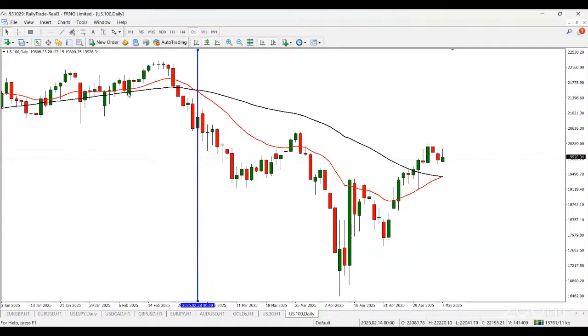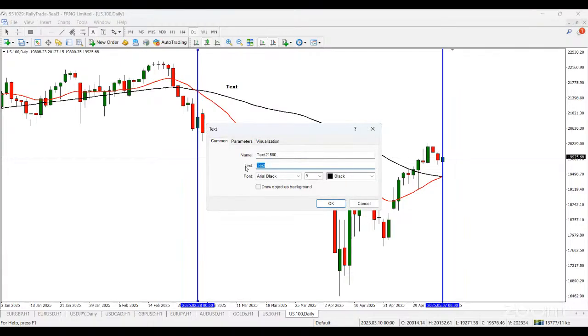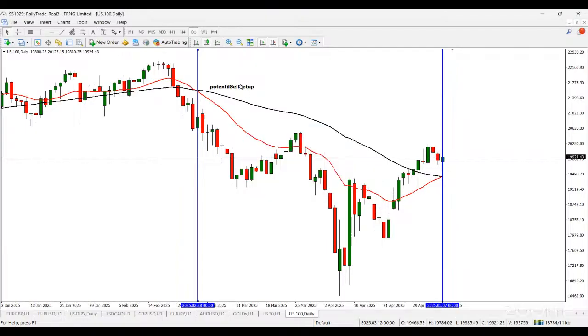In this case, the lines have not crossed each other, they're just touching. So we need a clear cross. Once the red is above the black, if the red chooses to cross above the black, then we now have a buy setup. That's what we call potential buy setup. Let me see if I can write on the screen. I'm going to click on text and write here so that you can see what I mean by a potential sell setup. Of course, the opposite is true.